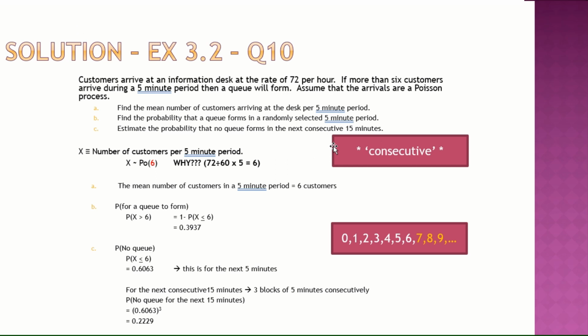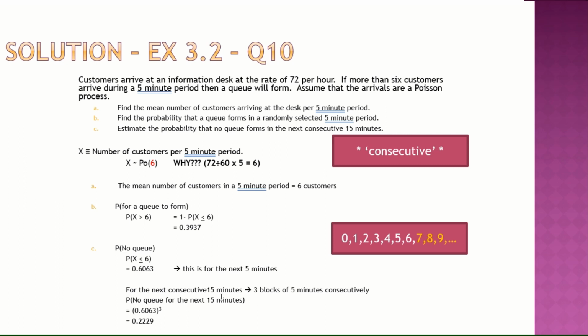So first of all, before you use the word consecutive, you need to find the probability that there will be no queue. How will there be no queue? If they say more than 6 people, only then is there a queue, right? So no queue should be 0 to 6. So the probability of x less than or equal to 6. That is this part, which we already found here. It is 0.6063. This is for the next 5 minutes, because we have not yet used the word consecutive.